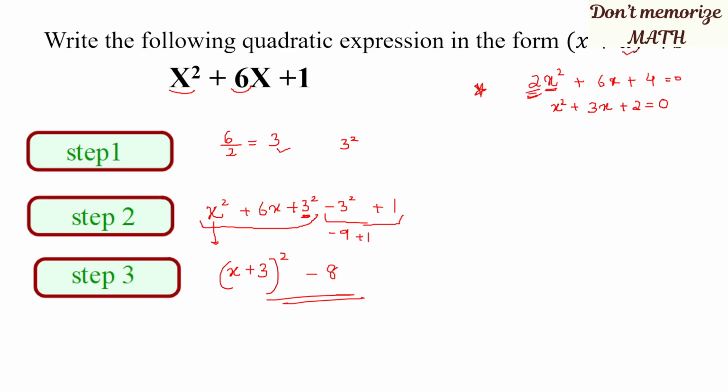Some questions will tell you to write the a and b values. So just write here what the question is: x plus a whole square plus b, right? So what is the a value? The a value is 3, the b value is minus 8.